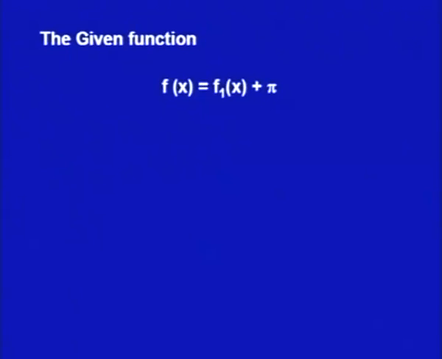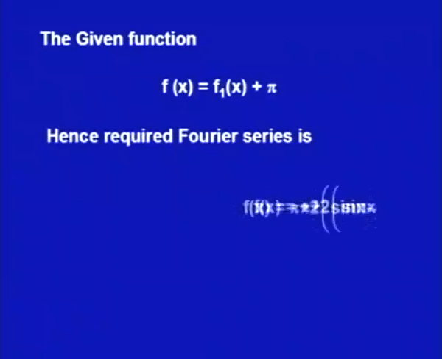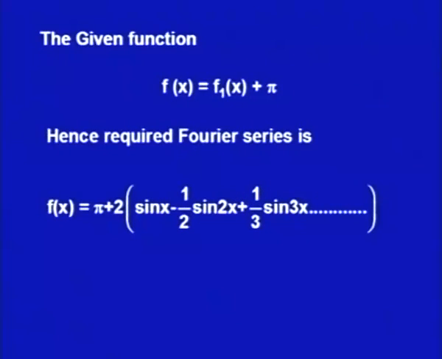So, now we have to just find the Fourier series for f(x), which is f1(x) plus pi. In the last example just now we saw that when the other function was just a constant, the Fourier series is nothing but that constant only. So, the required Fourier series would be f(x) as pi plus 2 times sin x minus 1 by 2 sin 2x plus 1 by 3 sin 3x and so on.